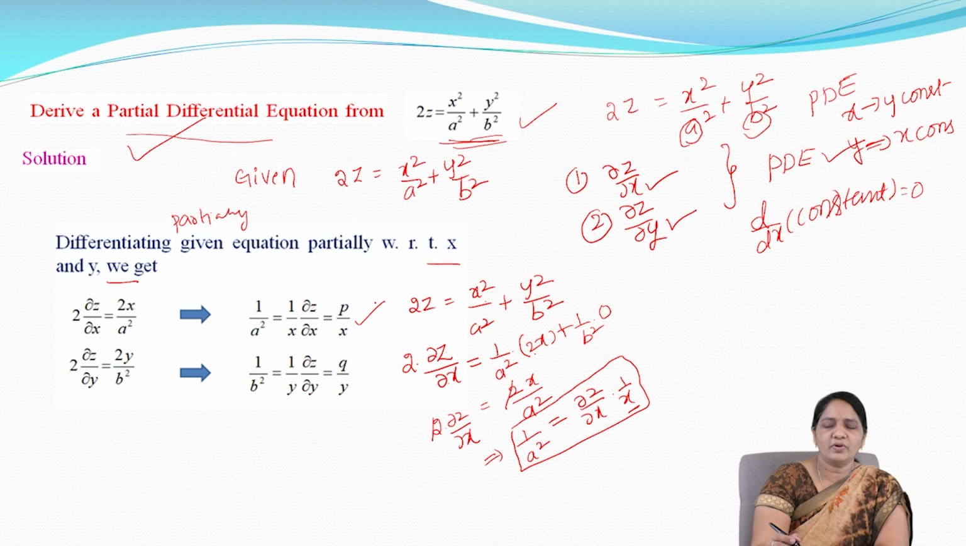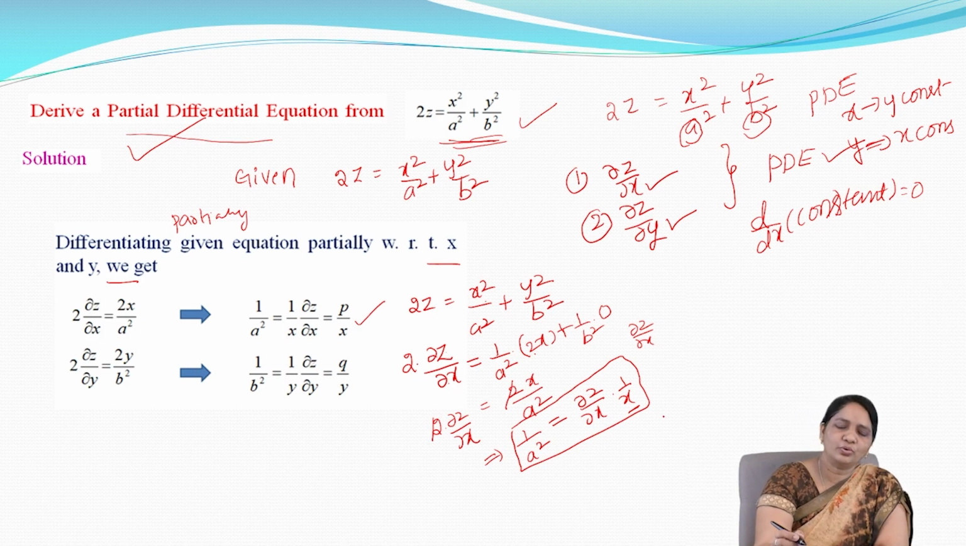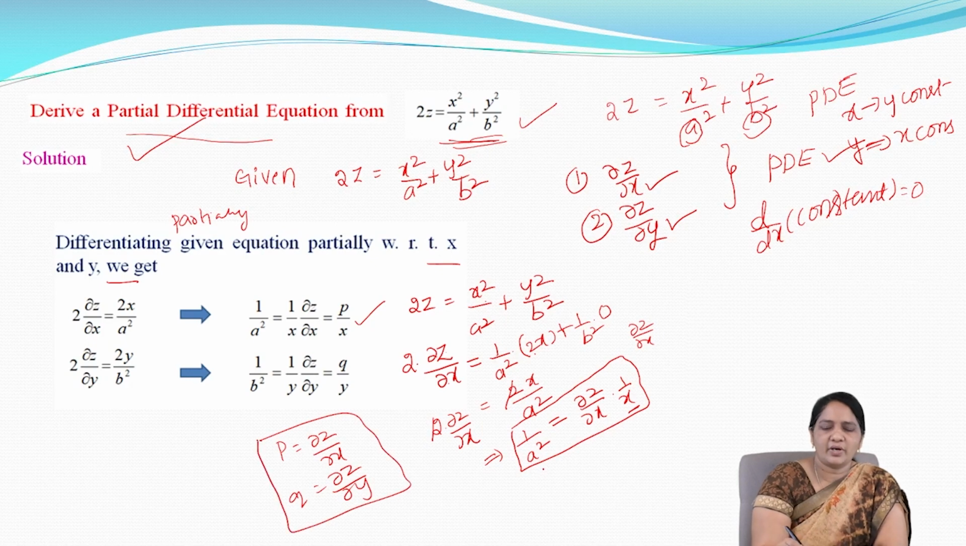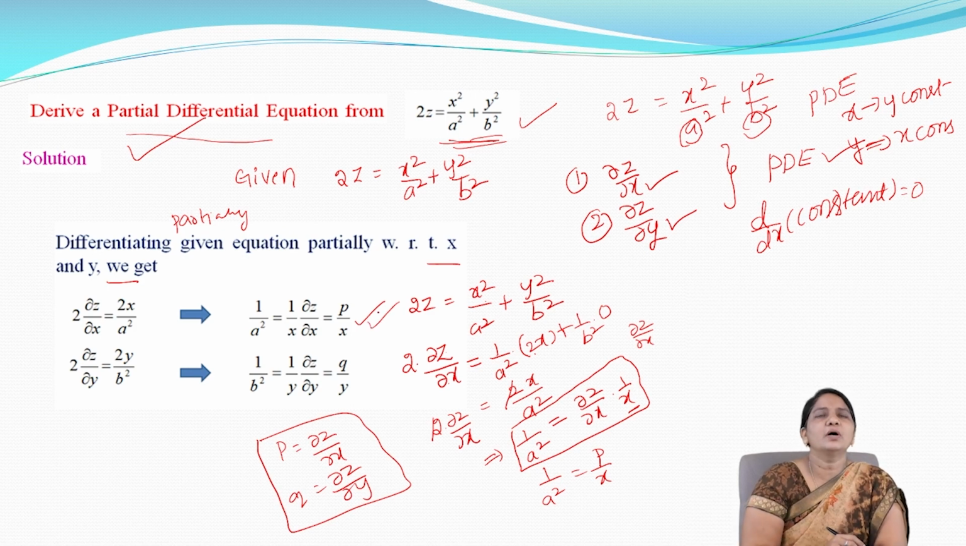So already I know the value of dou z by dou x. In the previous videos I told you about the notations: p equal to dou z by dou x and q equal to dou z by dou y. According to those notations, I am writing here 1 by a square equal to dou z by dou x, which is p, so p by x. This is the equation I got after doing the partial differentiation with respect to x.